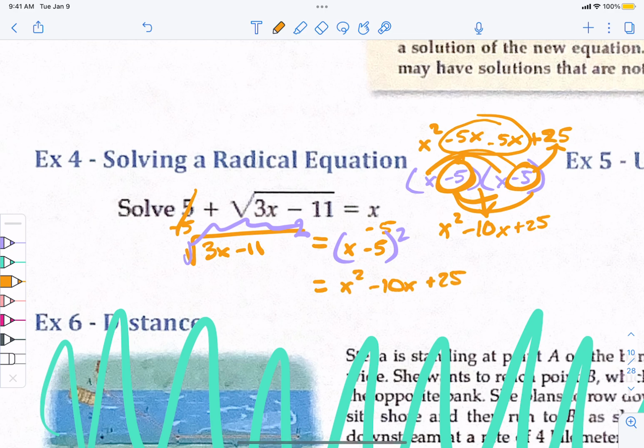Would you just add the... Okay, and then 3x minus 11 is out of that square right there.